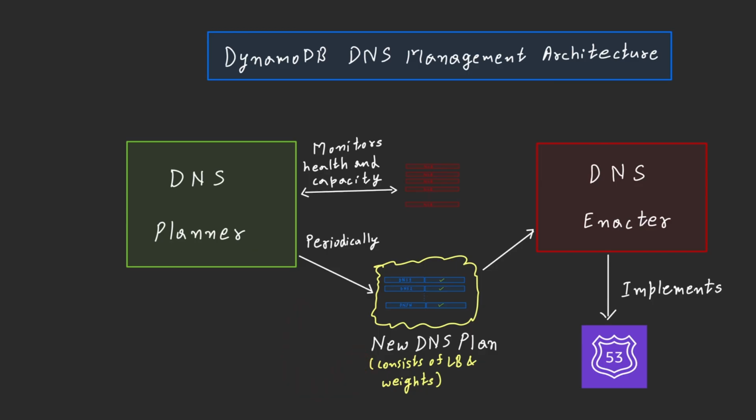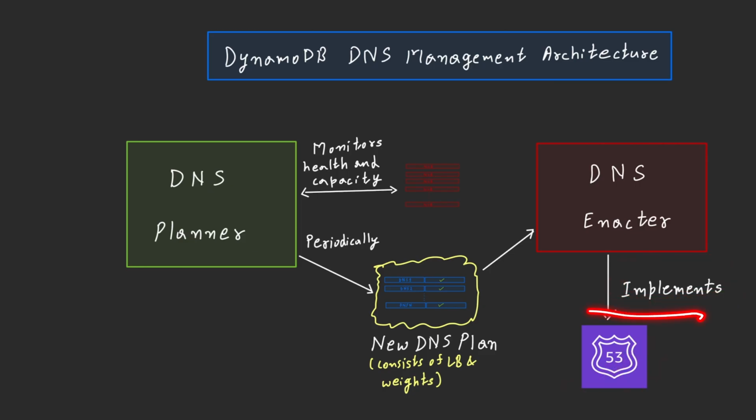What does a DNS plan contain? It contains a list of load balancers and their weights, like how much traffic needs to be routed to that particular load balancer. It has those entries. So this particular DNS plan is created by the DNS planner by monitoring the capacity. Okay, so after this plan is created, there must be someone who can implement this plan. So for that, we have the second component in DNS management architecture called DNS enactor. Like as its name suggests, it implements the DNS plan in Amazon Route 53 service.